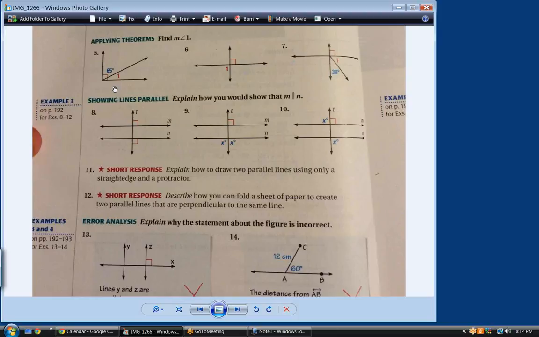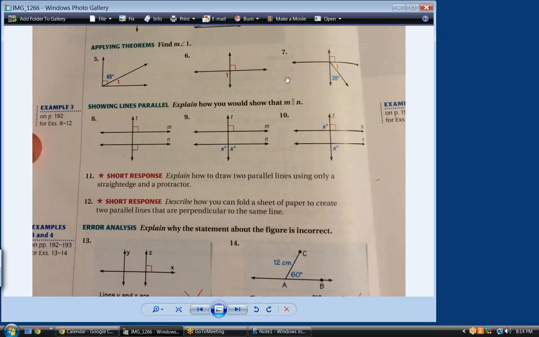What do we know about 65 degrees plus angle 1? They both add to 90. They're complementary. So angle 1 is 25. How about number 6? What is 1? It is equal to 25 degrees. And then for number 6, it would be 90 degrees, because the two lines are perpendicular and linear to each other.